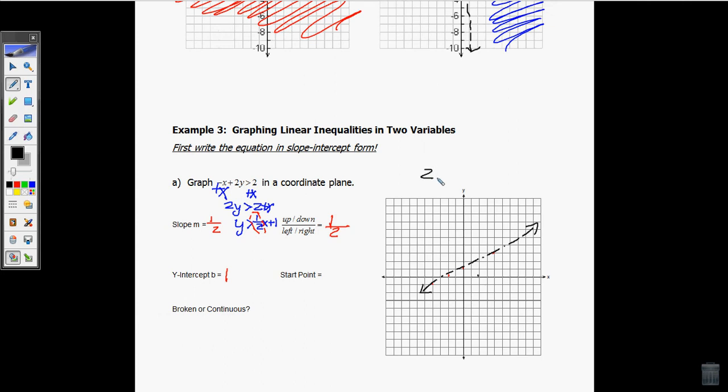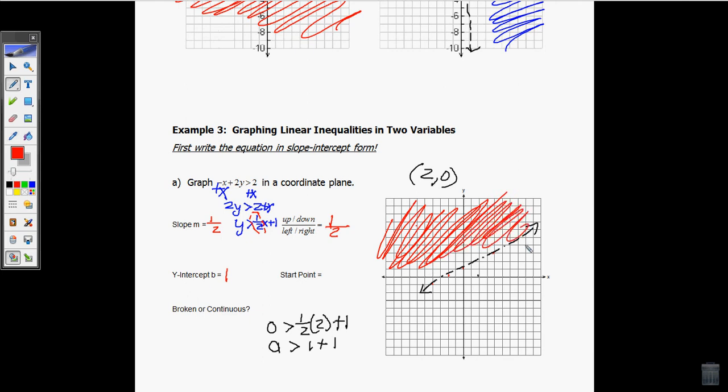Okay, so is 2, 0 a solution to this equation? Let's put it in here. My x is going to be a 2, so that goes right here. My y is a 0. So I'm going to have a 0 for my y, 0 greater than 1 over 2 times 2 plus 1. So 1/2 times 2 is just 1, and then plus 1. Is 0 greater than 1 plus 1? No, it is not. So that side of the equation is not shaded. The other side is. So my shading comes up here. Cool. I think that's it for this one.